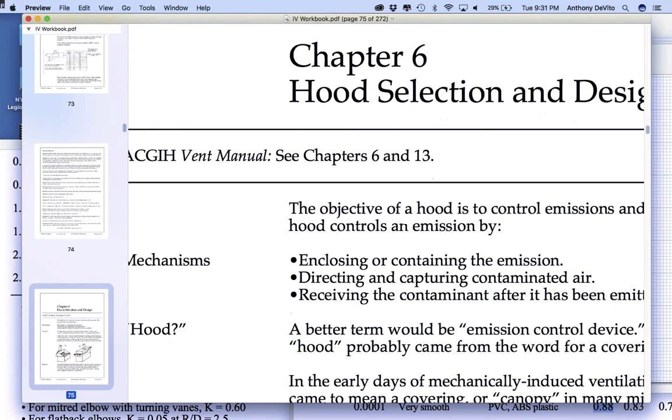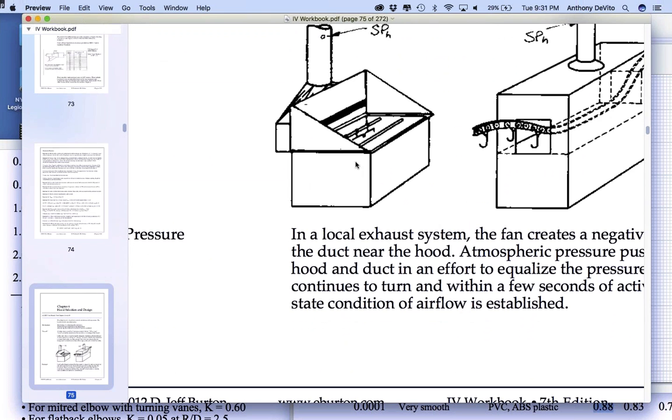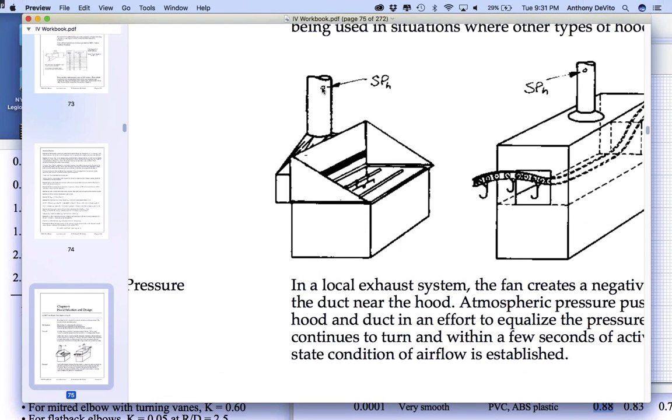Okay, so we're going to do that next week. For instance, this is a slot hood. This might be some sort of dip bath for cleaning parts or something like that. And there's a slot at the back to pull air across it, right? And this particular hood has sides on it, which means it's more efficient. It doesn't waste time pulling air from the sides into the hood. The static pressure that you need here would be different than the static pressure you would need to accomplish the same work if these side panels were not here.